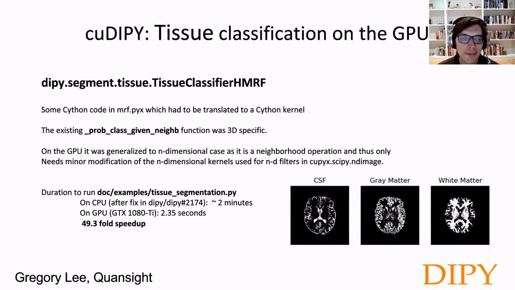One other note on the GPU implementation here is that I reused some of the neighborhood operation code that's used in the convolutions in cuPy's ndimage implementations, which are n-dimensional. So although the Python code was specific to 3D, the GPU code actually works for 2D, 3D, or I guess potentially more dimensions, although I don't know if there are real-world use cases for those. And this function reduced in time from around 2 minutes to about 2 seconds. So in this case, we got about a 50-fold speed up on the GPU.